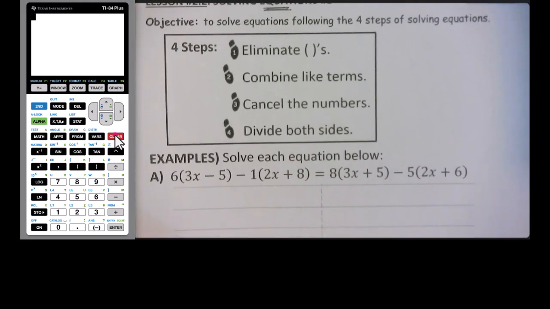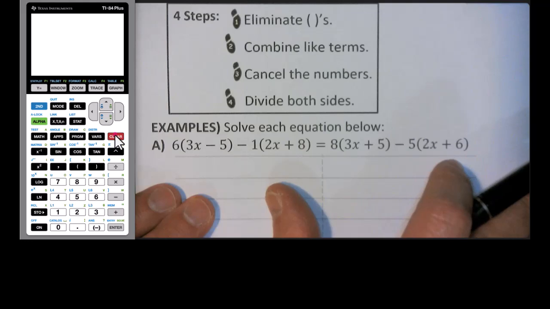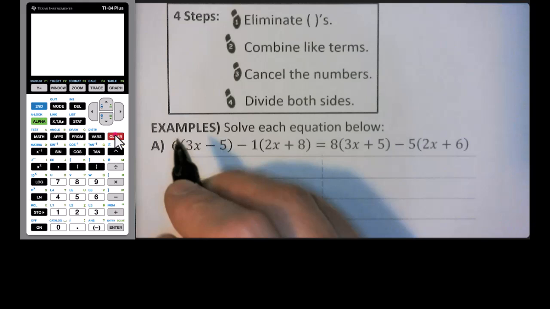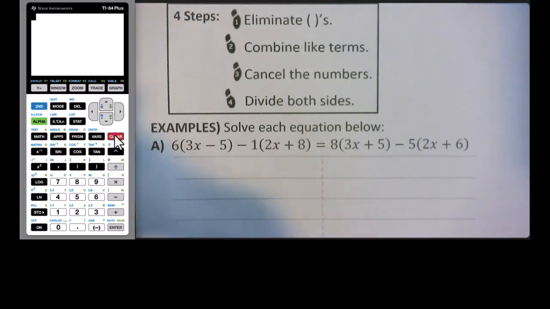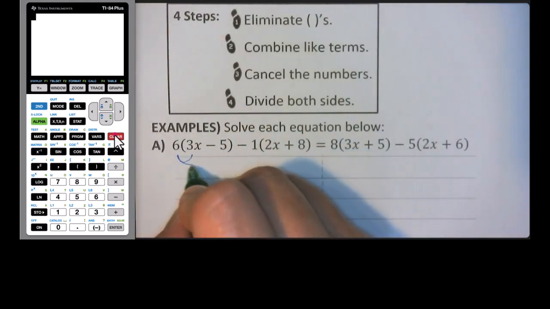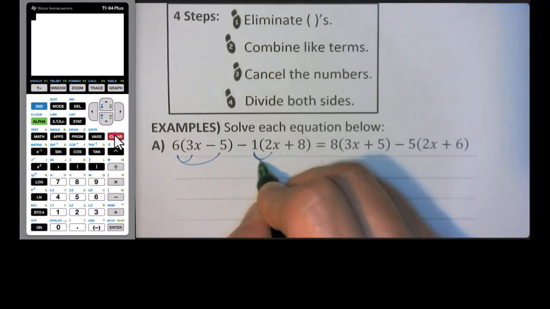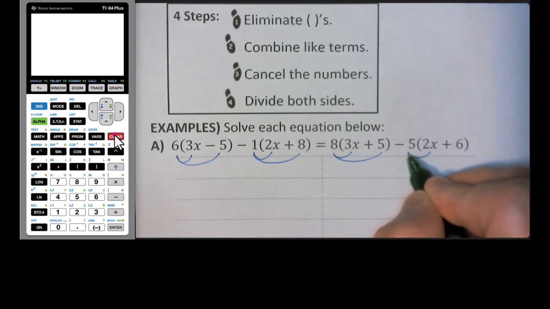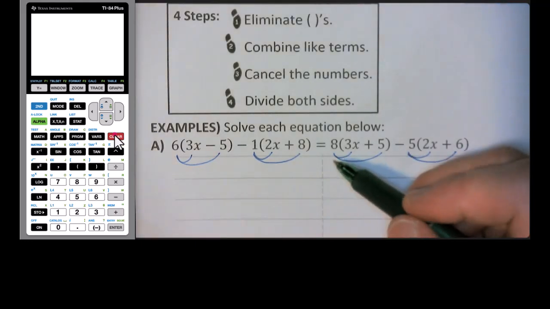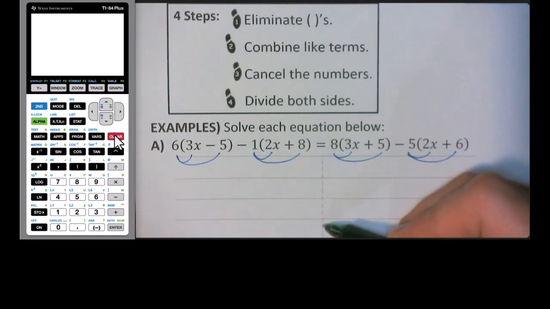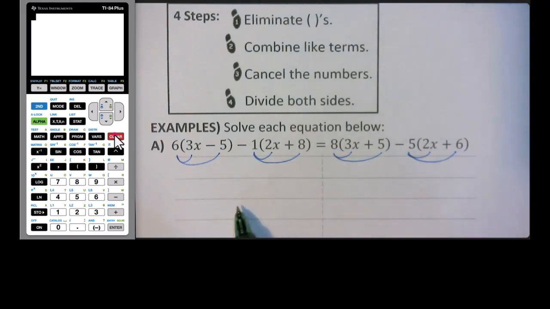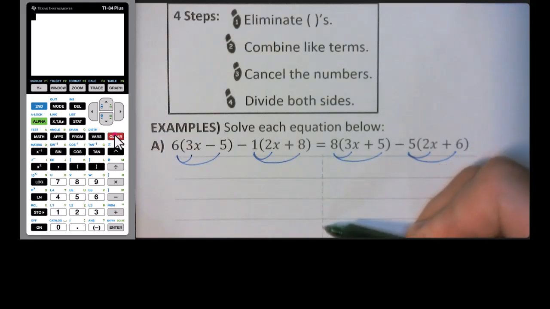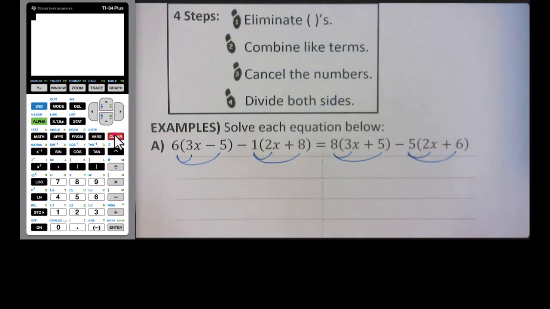So the four steps are to eliminate parentheses, combine like terms, cancel the numbers, and divide both sides. So let's start with the first step, which is to eliminate parentheses by multiplying the number that is outside with the numbers that are inside. Please notice the equal sign forms like a border between the left side and the right side. So sometimes you might want to draw this line right here to help you see the division.